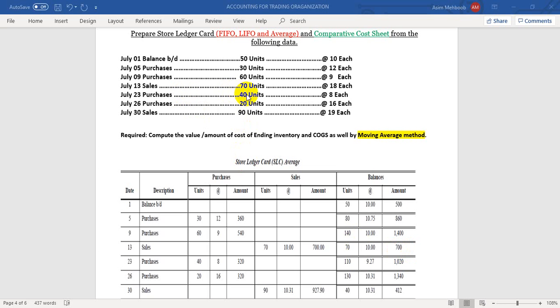Now you purchase 40 units at the rate of 8 each. So 40 units you will copy here. 40 multiplied by 8 is 320. And the remaining units after selling 70 units is 70. 70 plus 40 is 110 total units, and 700 and 320 will become 1020. Now you have a total cost, now you have total units. Total cost divided by total units, you will get the unit price, 9.27. So the total cost is 1020 divided by 110, you will get 9.27.